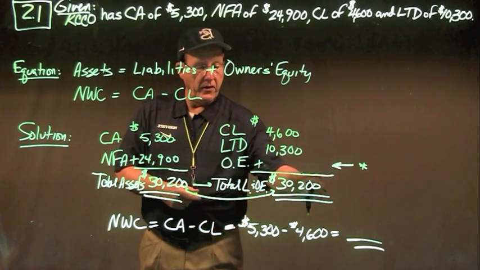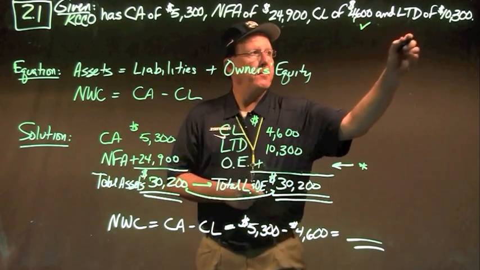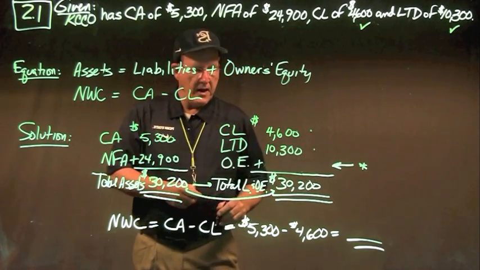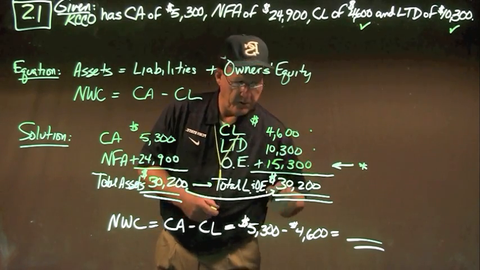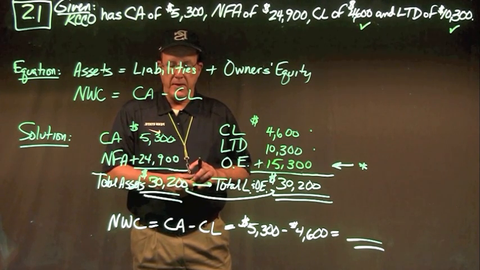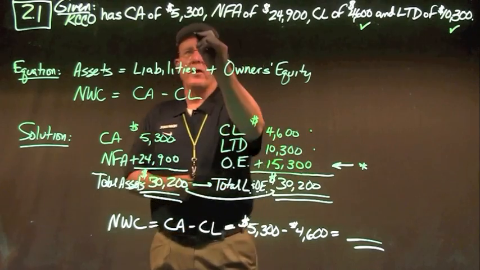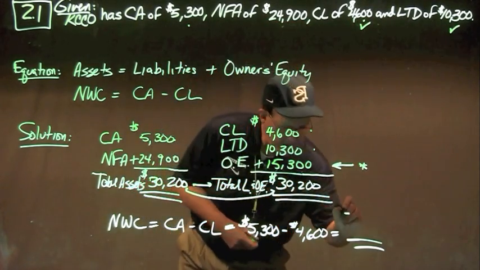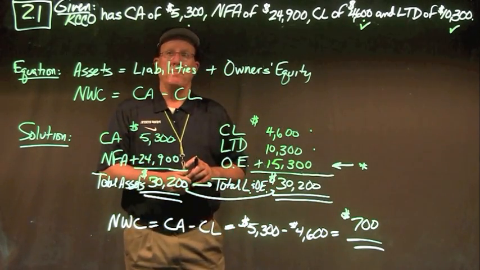So I'll simply take the 30,200 minus 4,600 of current liabilities, and minus 10,300 of long-term debt. By subtraction, I get an answer of $15,300 for owner's equity. And then the final question in this problem: net working capital, what is it? Current assets minus current liabilities. So we take the 5,300 of current assets minus 4,600 of current liabilities, and we get an answer of $700. And there are your answers to problem 2.1.